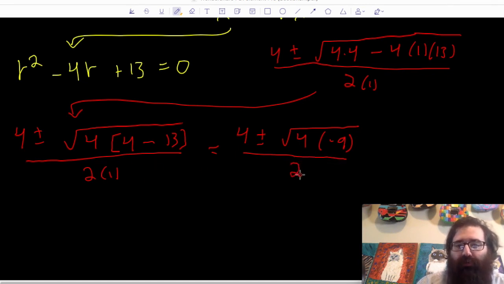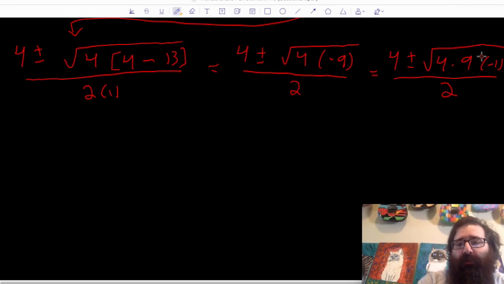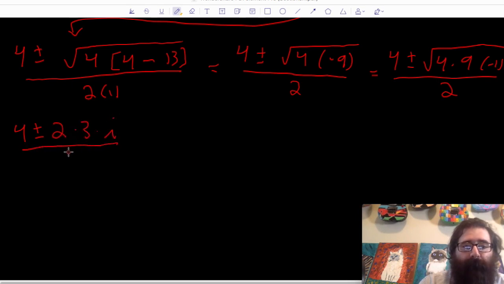And 2 times 1 is 2. And then here I could think about my product property of the radical. Here I could say 4 plus or minus, this is going to be radical 4 times 9 times negative 1, all over 2. And split up that square root and reduce where we can. So we'll say 4 plus or minus 2 times 3 times i all over 2. And this is really a 4 plus or minus 6i all over 2.